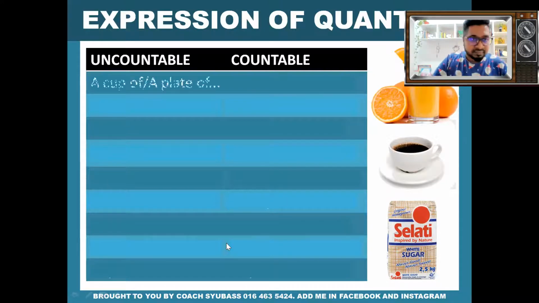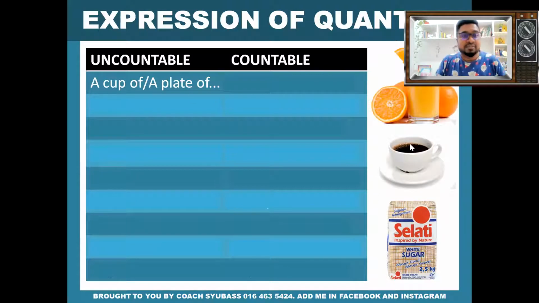Mari kita kaji. A cup of, a plate of. Selalunya ayat ni kita guna untuk uncountable. Tapi apabila kita guna a cup of, dia sudah jadi boleh kira. Contohnya coffee. Coffee ni tak boleh kira. Apabila saya kata a cup of, saya boleh guna untuk coffee. 2 cawan. 2 cups of coffee. Boleh juga. 2 cups, 1 cup, 5 cups.